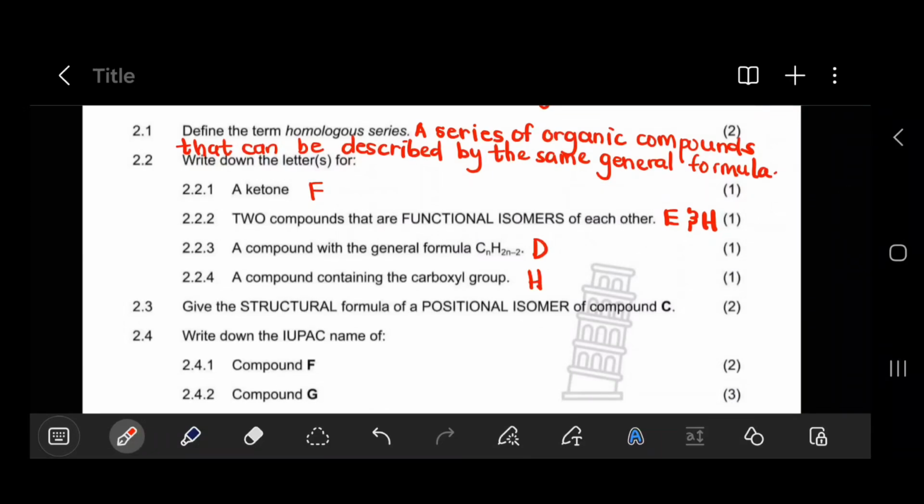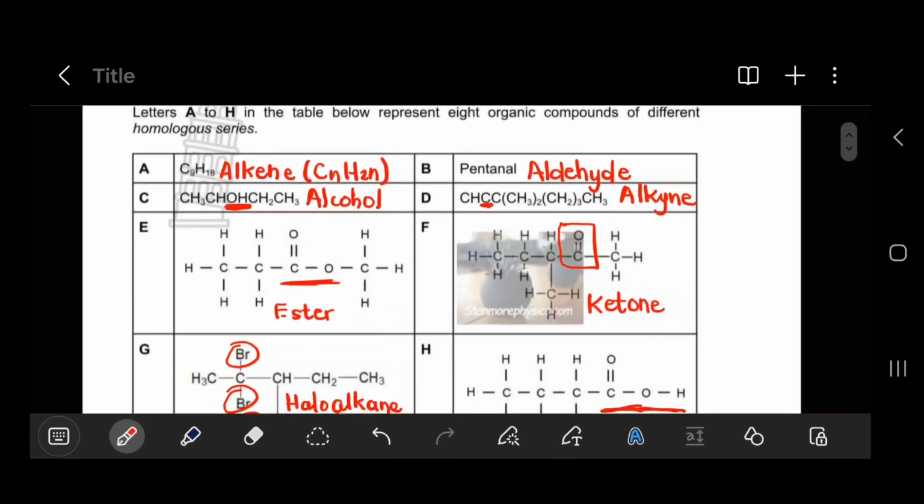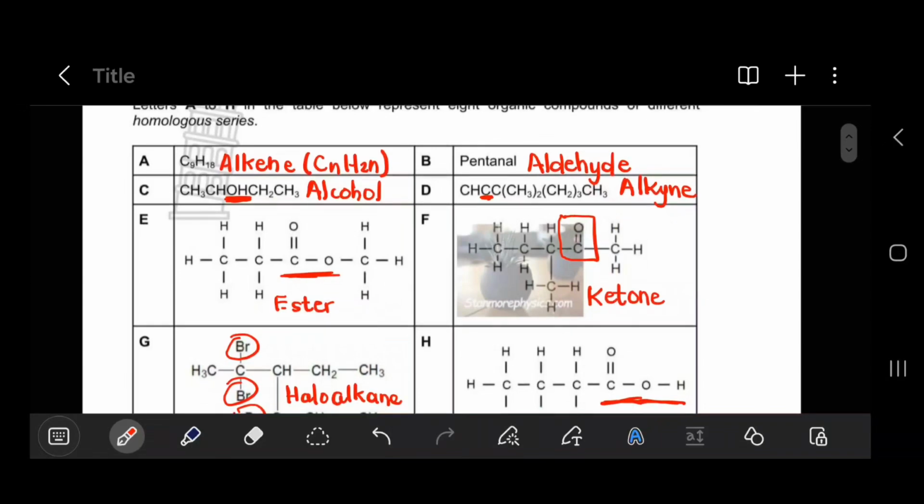Now 2.3 says, give the structural formula of a positional isomer of compound C. So let's have a look at compound C, and we need a positional isomer. To understand what a positional isomer is, they are organic compounds that have the same molecular formula but different position of the functional group. From this condensed structural formula, we see that the OH on this alcohol lies on the second carbon. All we have to do is take that OH and put it on a different carbon.